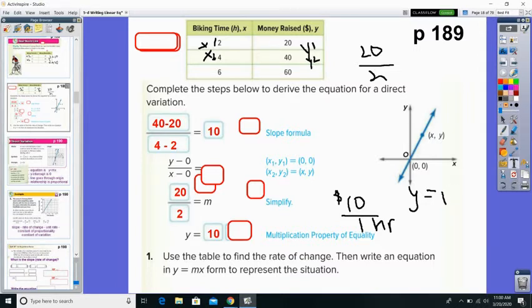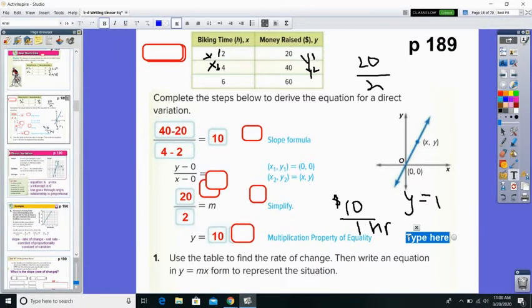I'm going to type this out because it will be easier. y equals 10x, where 10 is our slope, $10 per hour, times x. And we know our y-intercept was plus 0 because when we were not biking, we were not making any money. So here is the equation that you could use for that.